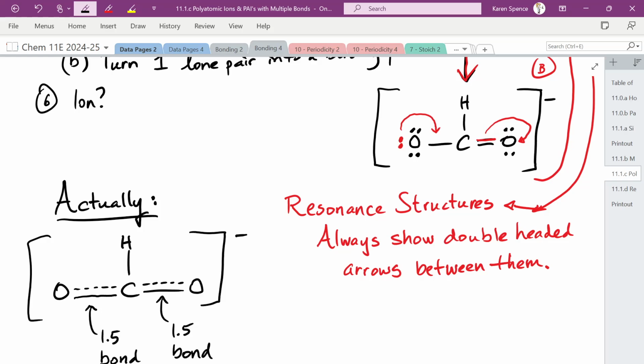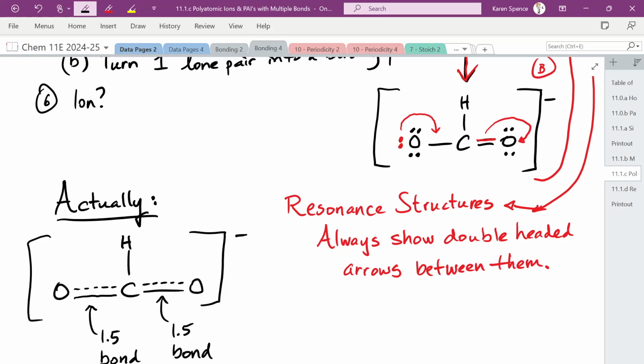Except that in reality, it doesn't go back and forth and back and forth. Those 2 electrons are smeared over both of those bonds. They are delocalized. They are not locked in one place. There is an orbital that kind of goes across the 2. Okay?